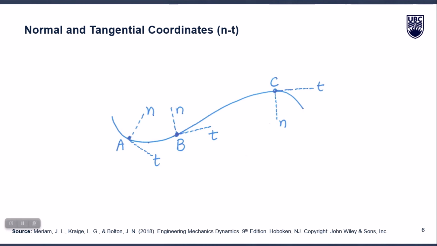So the first thing is that this NT coordinate system is a natural way of describing curved motions, right? So it's a natural description of curvilinear motion, and that description is in the form of what we call path variables. So we will be describing curvilinear motion in terms of, or using, what we call path variables.